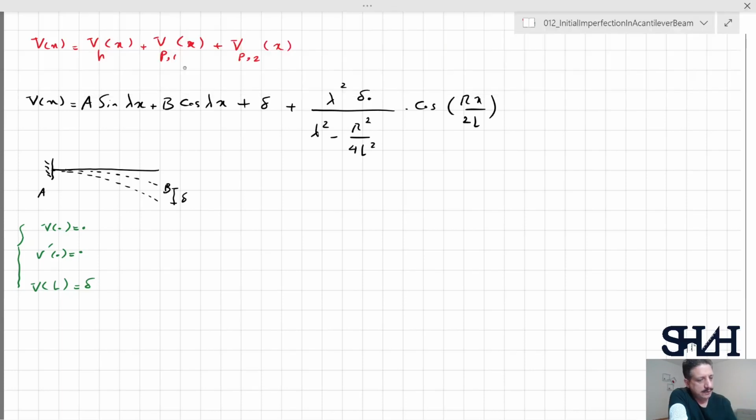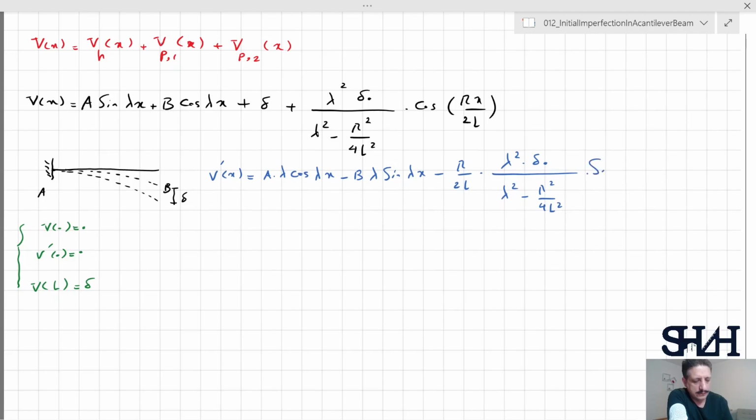I also write the slope equation, or V prime. It is A lambda cosine lambda x minus B lambda sine lambda x minus pi over 2L lambda square delta 0 divided by lambda square minus pi square over 4L square times sine pi x over 2L.